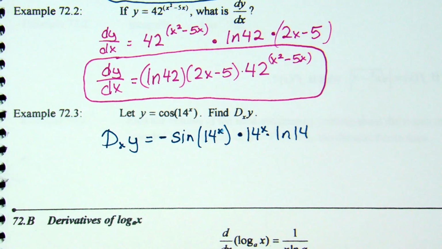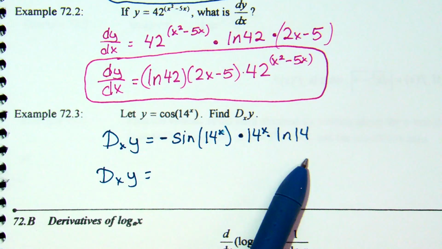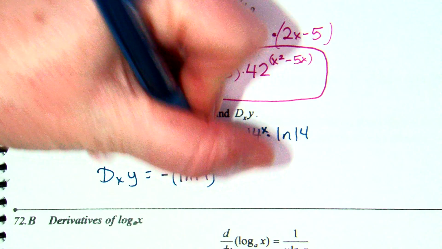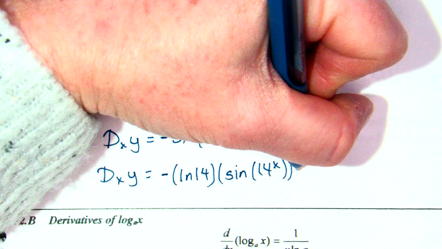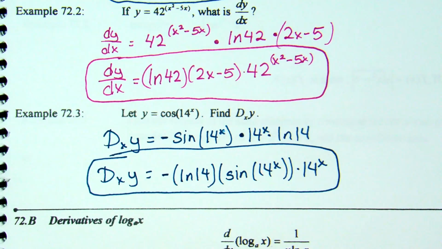Again, best way to rewrite this? I don't know. This is just messy stuff. There's no good way to rewrite it. Realize you can move things around. I do, of course, keep the negative out front, but then I also brought the natural log of 14 out front because it's a constant. So I actually wrote this as negative natural log of 14. And then I did the sine of 14 to the x. And then I did times 14 to the x. And I could have just as easily put 14 to the x in front of the sine. Just realize the equivalent pieces, right?